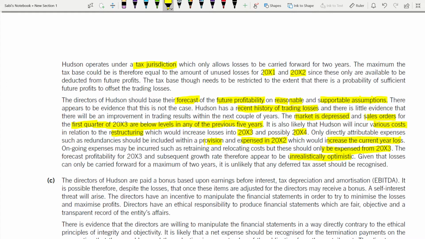The profitability for 2003, that's the focus, right? So given that losses can only be carried forward for a maximum of 2 years, it is unlikely. Please read the answer, how your answer has to be. Your final answer is like this. Only a small piece is your final answer, but look at the number of lines you have to use to explain the concept.